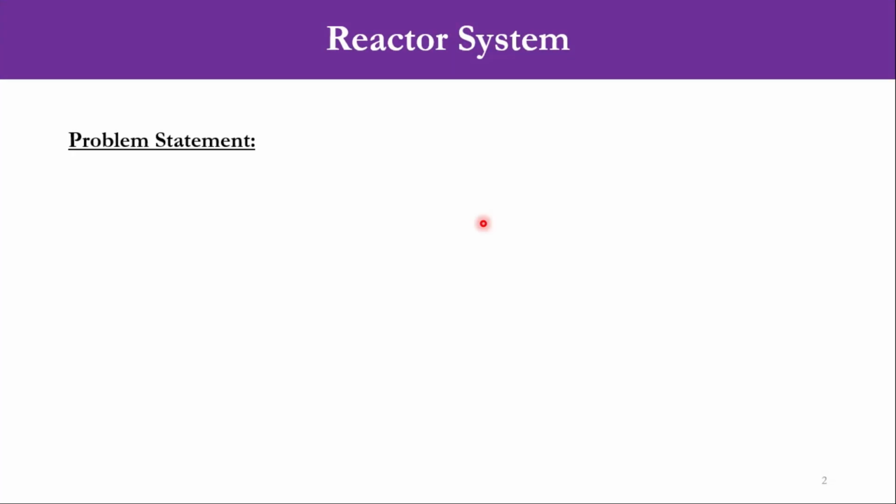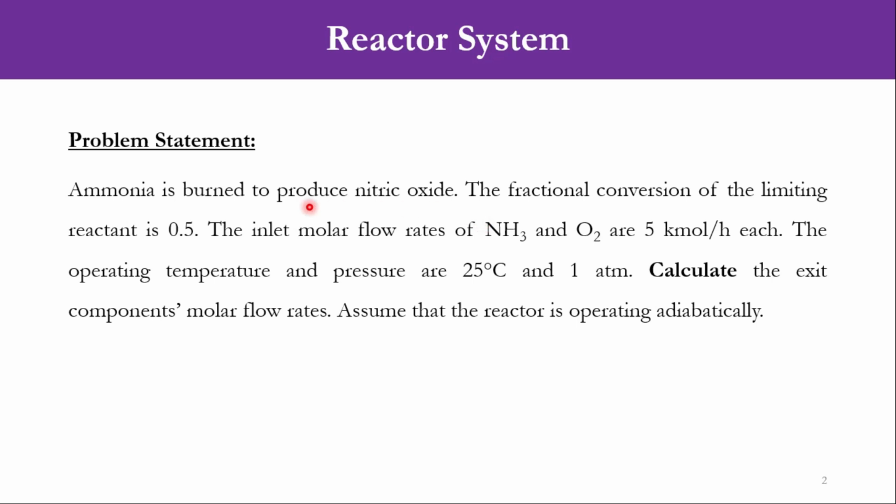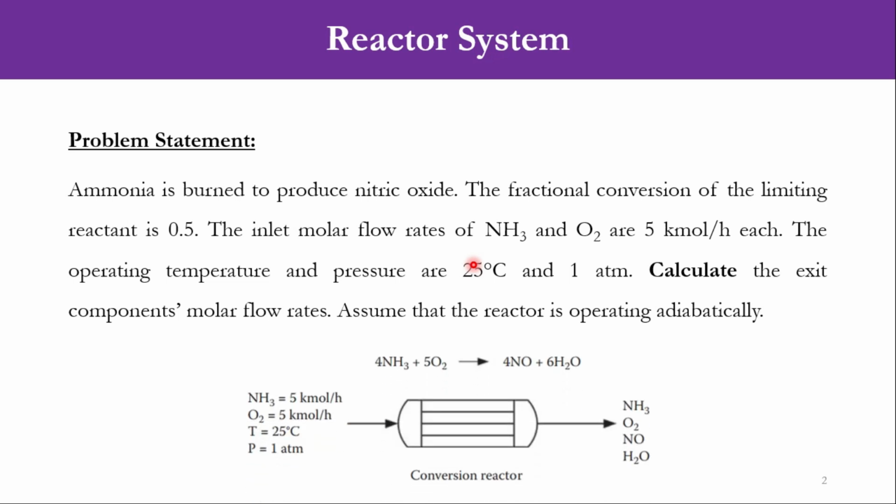So going to the problem statement: ammonia is burned to produce nitric oxide. The fractional conversion of the limiting reactant is 0.5. The inlet molar flow rates of ammonia and oxygen are 5 mole per hour each. The operating temperature and pressure conditions are 25 degrees centigrade and 1 atm respectively. Calculate the exit components molar flow rates assuming the reactor operates adiabatically.